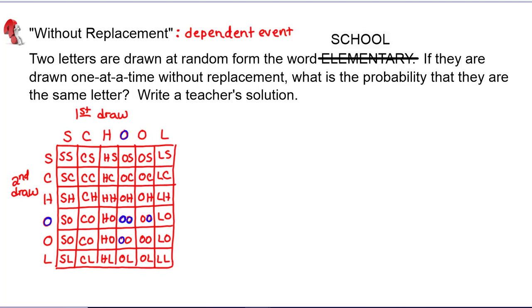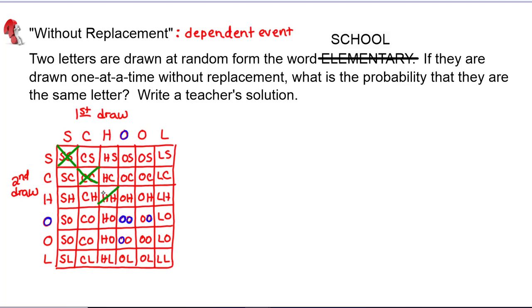Okay, so now we have to recognize something. If I take an S out on the very first draw, can I draw an S the second time? No. So I have to cross off that possibility because it does not exist. You can't draw something that's not there. So let's assume that I took a C out the first time. I can't draw it a second time. I'm going to cross off that possibility because it can't exist.